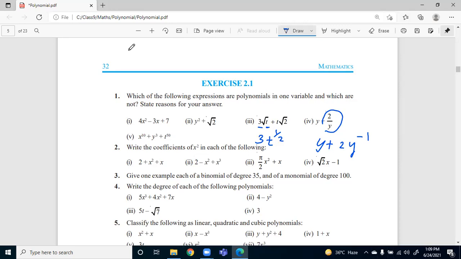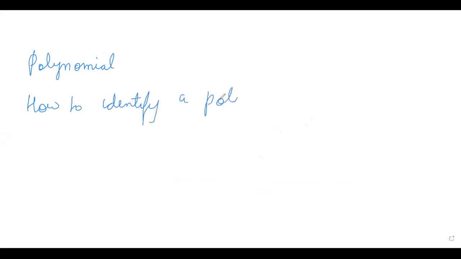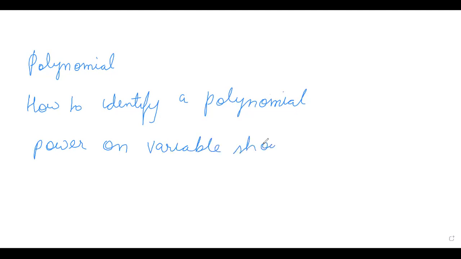So if we try to jot down the observations, I'm putting it on the board so that you can also put it in your notes. I'm giving the name of the topic, that is polynomial. How to identify a polynomial: power on variable should be a whole number.